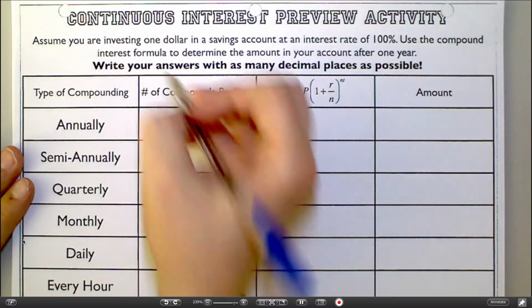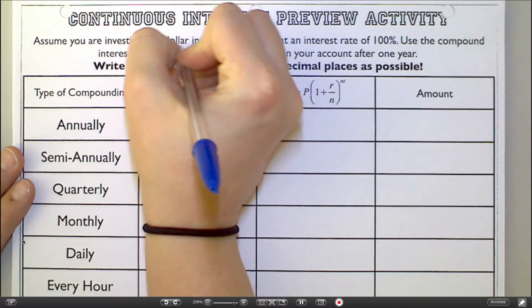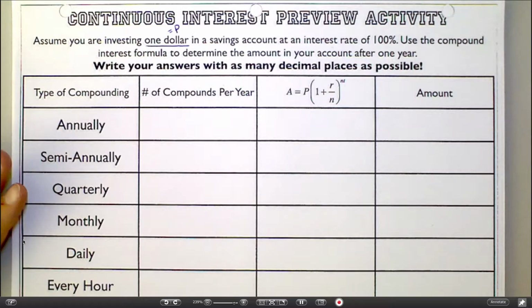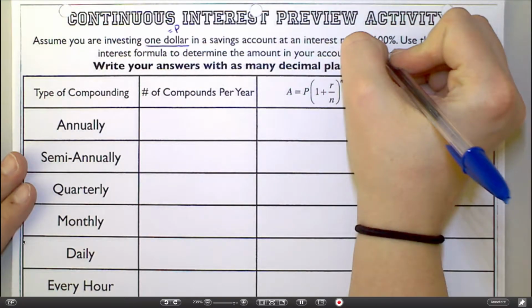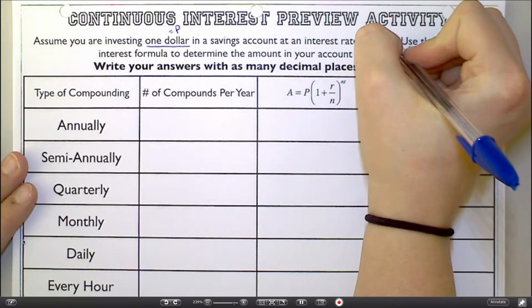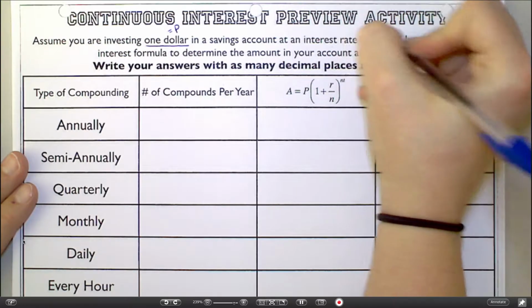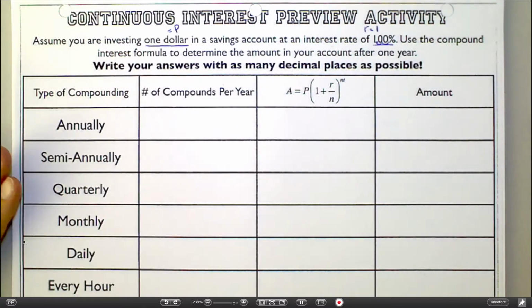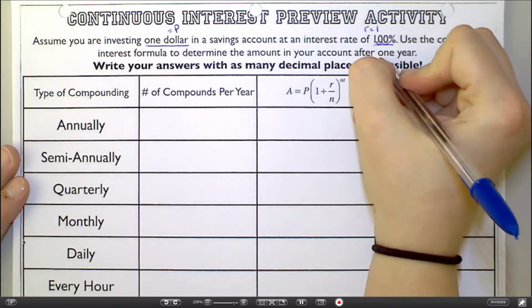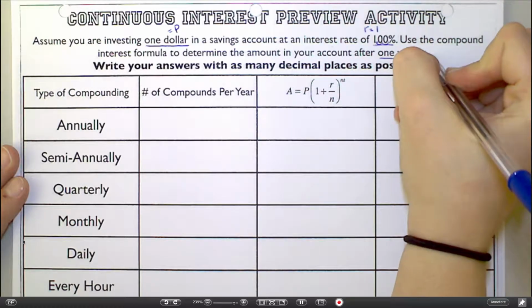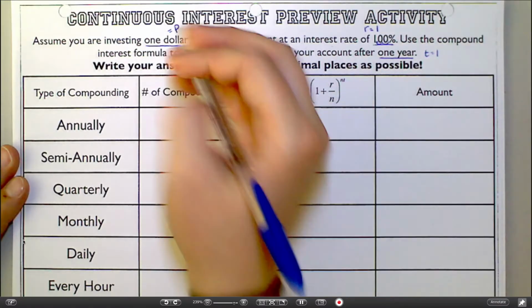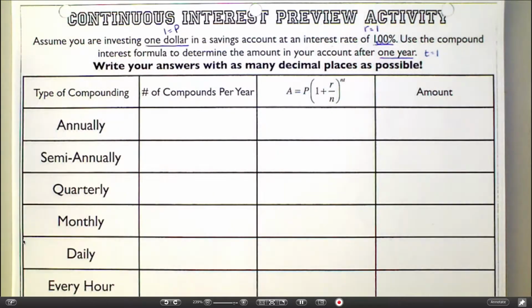So you are investing $1. Remember, the amount that you're investing is your P value when you're doing these problems. And then if my interest rate is 100%, I would have to move that decimal point 2 to the left and make it 1.00 or just 1. And that's your R, so that's your interest rate. And then you're leaving it in the account for 1 year, so your time is also 1. So P, R, and T are all exactly 1. The only number that's going to change is the N value.